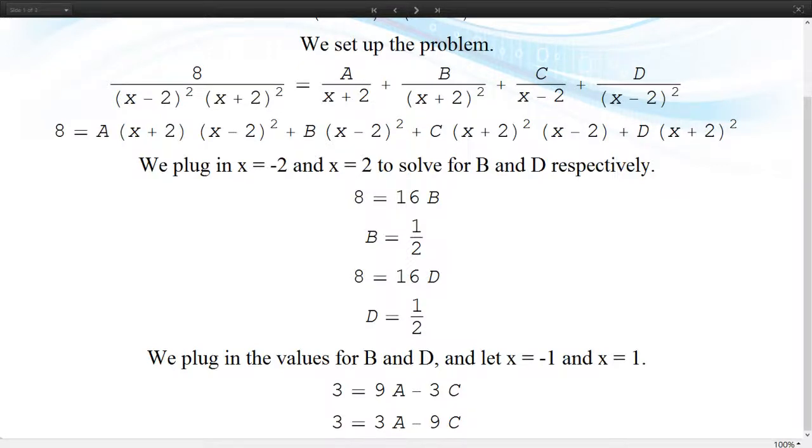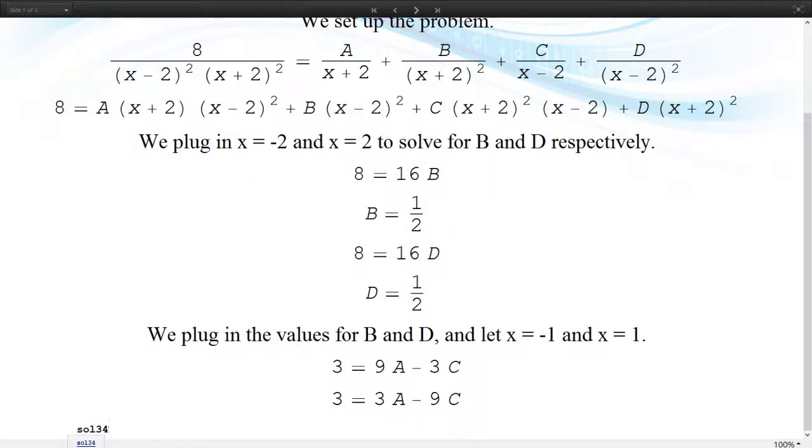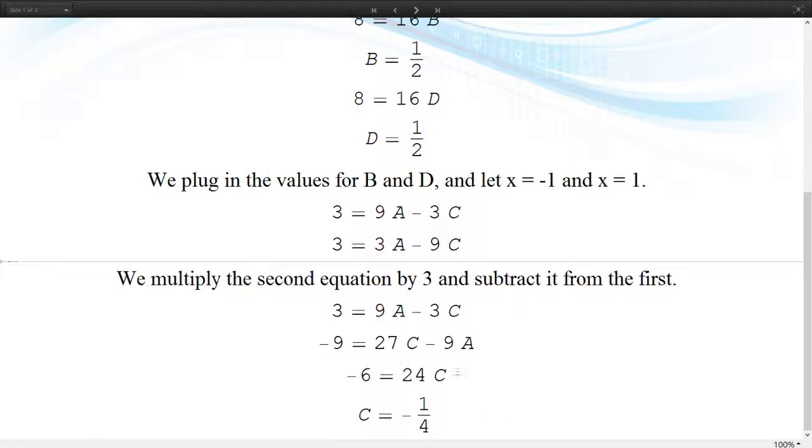From here, we're going to do elimination to be able to find values for a and c. So I decided to multiply this equation by 3 and subtract it from the first equation. So this is the second equation multiplied by 3. 3 minus 9 is negative 6.